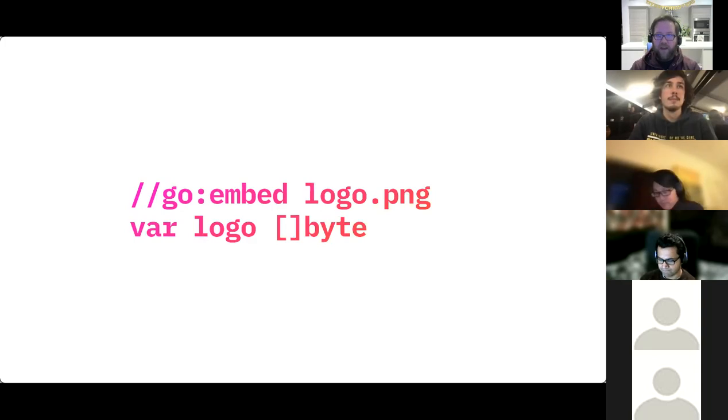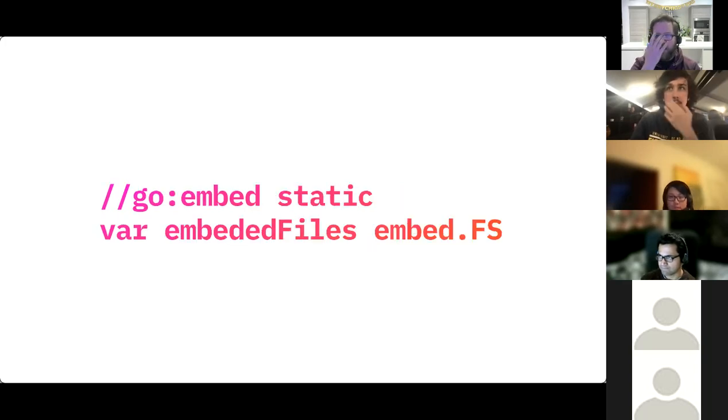But it doesn't just have to be text files. You can embed other kinds of files and just have them represented as byte slices. But if you want to embed a directory of files, you do this. And as you've probably guessed, embed.FS is just an alias for fs.FS.